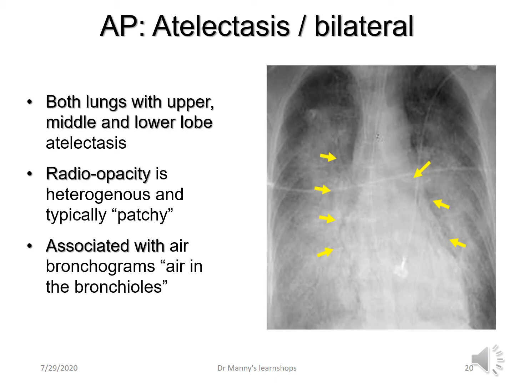Now we have an example of bilateral atelectasis. This is where both lungs, the upper, middle and lower lobes, are affected. The radiopacity is patchy or heterogeneous. You can see an air bronchogram indicated by the arrows extending right down into the middle and lower lobes.